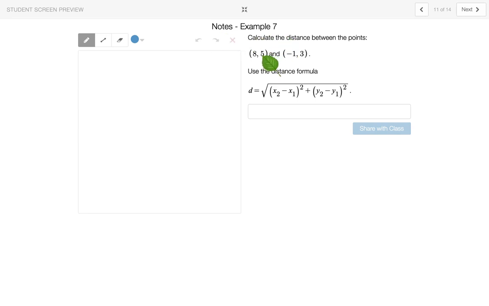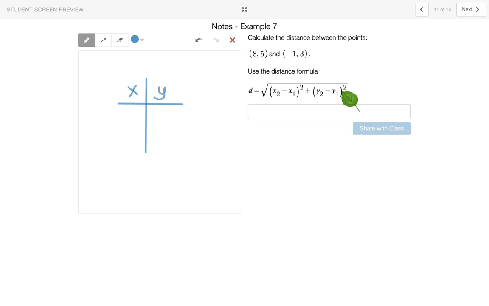So for example 7, what I'd like you to do is pause the video and try to make this table. If this is not working so well for you, showing your work here, you can do it on paper and take a picture and upload that with your work. That would be fine. But do try to make this table if it's not too much trouble with your trackpad. So I'm going to set this up for you, and then make sure that you pause the video and try to find the horizontal distance and the vertical distance between these 2 points and then plug it into the distance formula. And I'm going to pause for a moment.